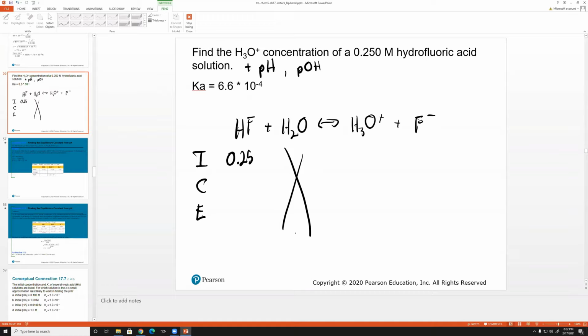Whatever. So H2O, we don't have anything. It's liquid. H3O plus is 0. F minus is 0. Change of HF, what is that going to be? X, good.